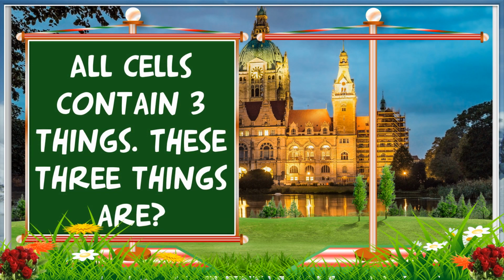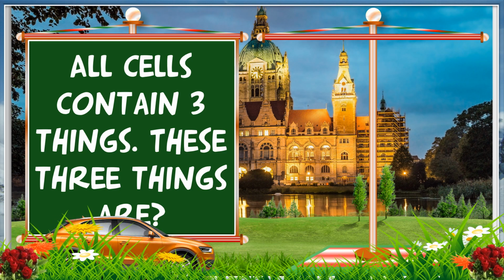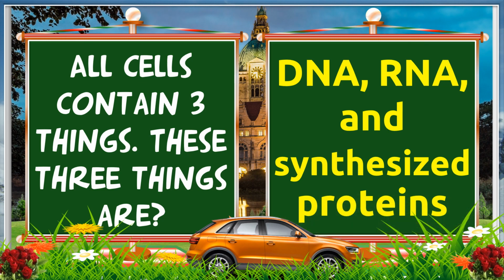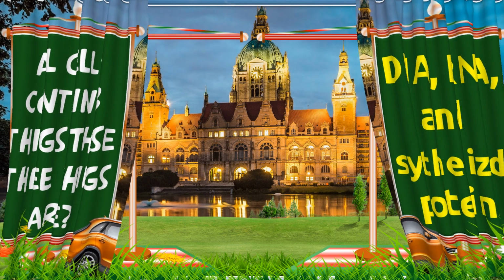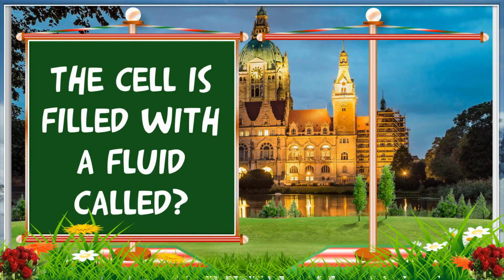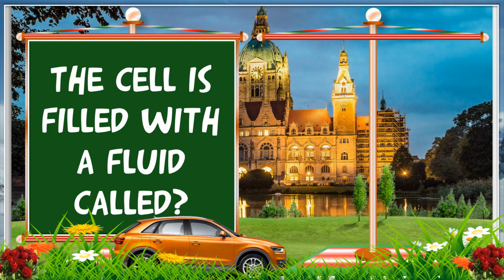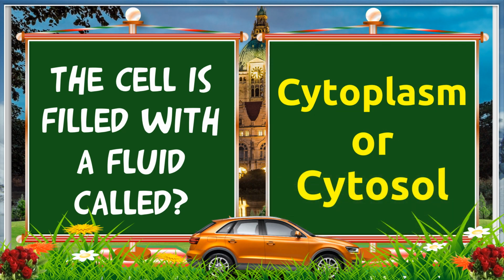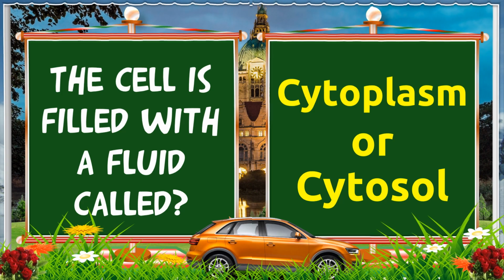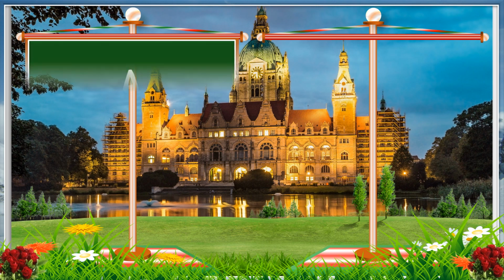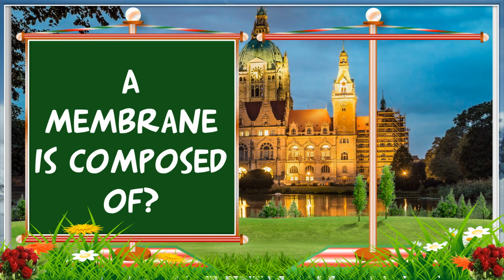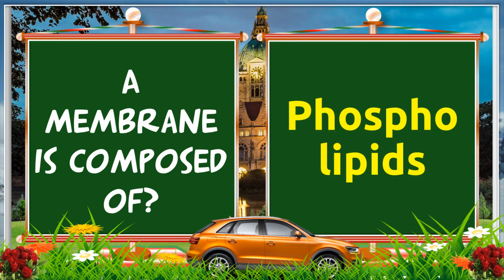All cells contain three things. These three things are RNA, DNA, and synthesized proteins. The cell is filled with a fluid called cytoplasm or cytosol. A membrane is composed of phospholipids.